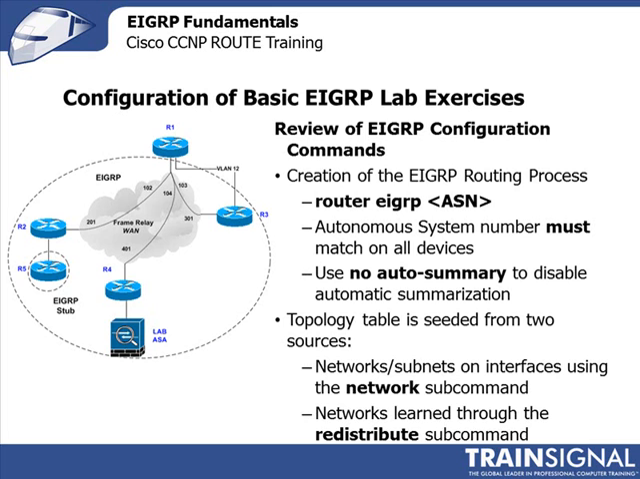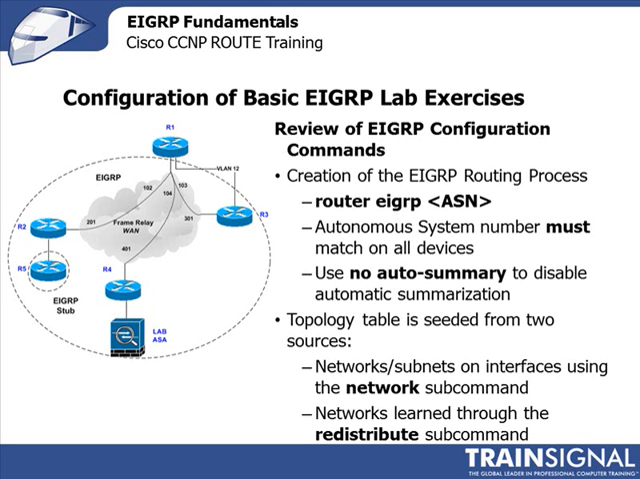So first, let's look a little bit from an overview standpoint at how we're going to configure these. What commands are we going to use? Pictured here to the left is R1, R2, R3, R4, and R5. The lab ASA is going to be out of scope. It's already configured. But we're actually going to configure EIGRP across all of these devices.